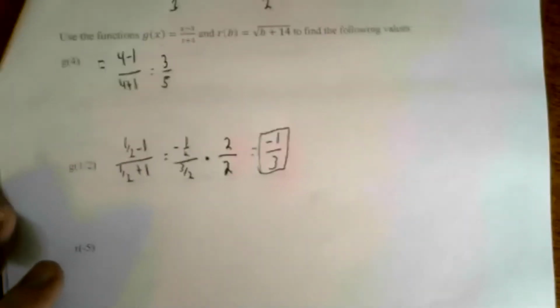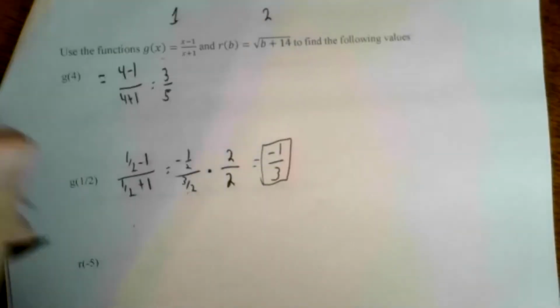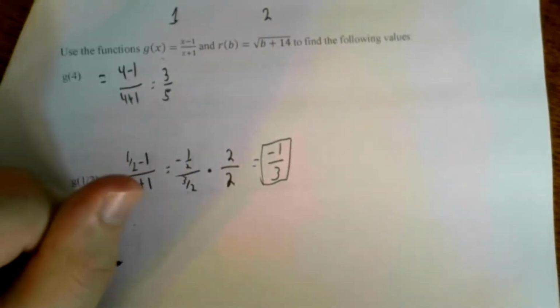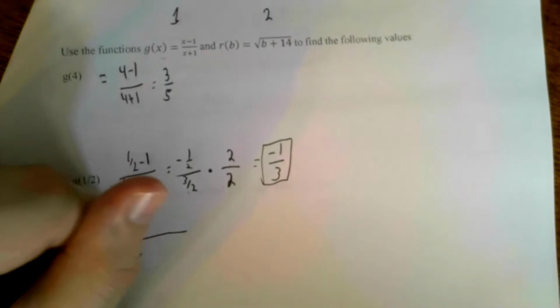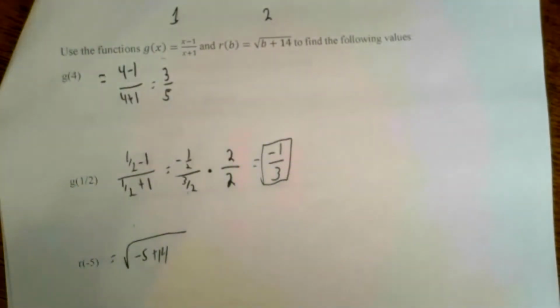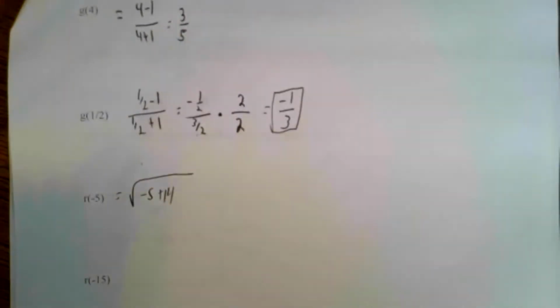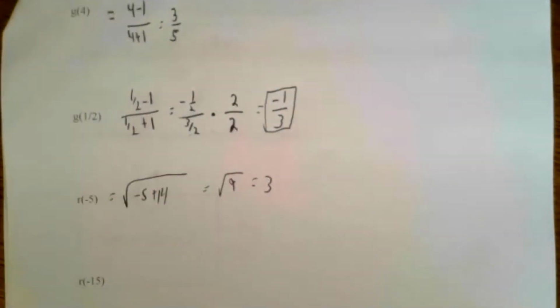Okay. What about r of -5? Is that going to be my first or my second equation? Second. Second, right? So I have an r. So all I'm going to do is wherever I see a b, I'm going to substitute in -5. So I have the square root of -5 plus 14, right? -5 plus 14 is 9. So we have the square root of 9, which is 3. Yep.